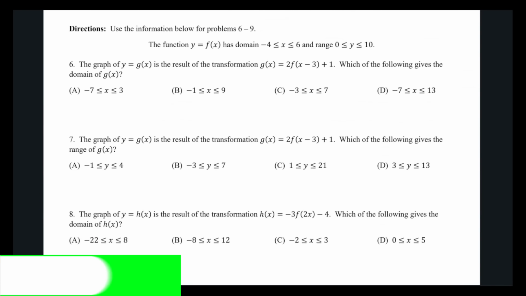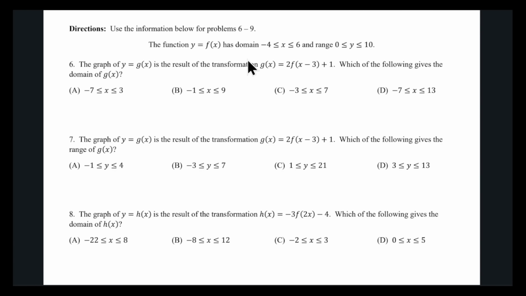Okay, over here they are asking what the new domain and range will be. Now, I don't know if you are aware of how these things work, but remember, I'm just going to add a new page and take a couple of minutes to explain. It's going to be really helpful.